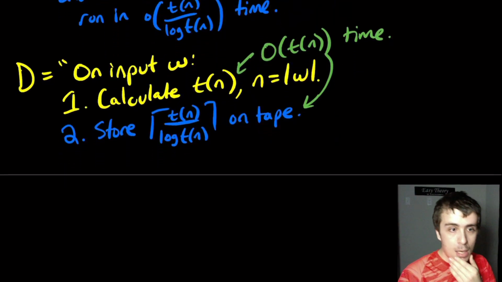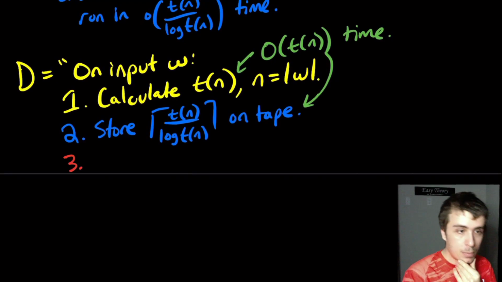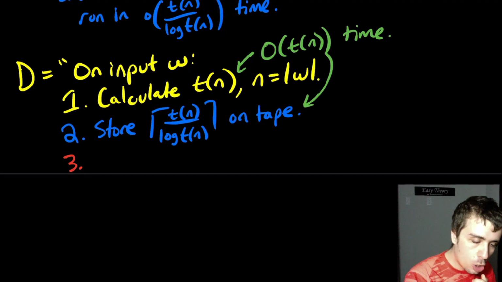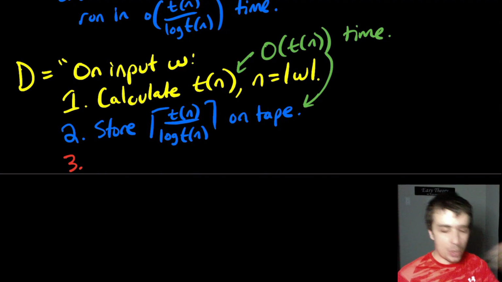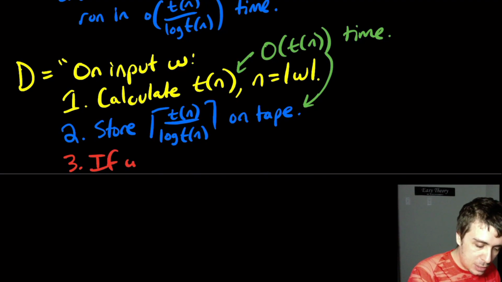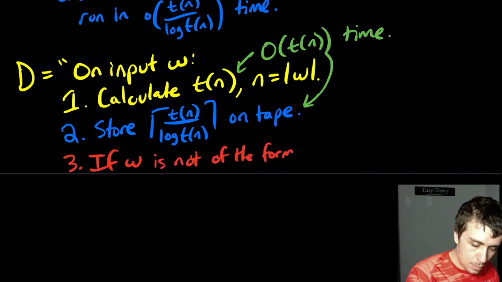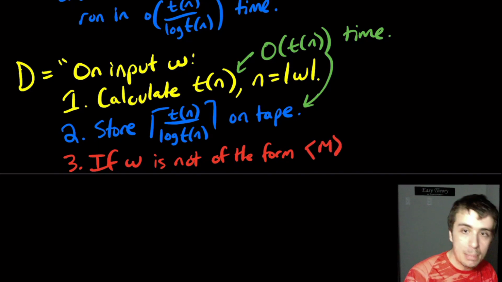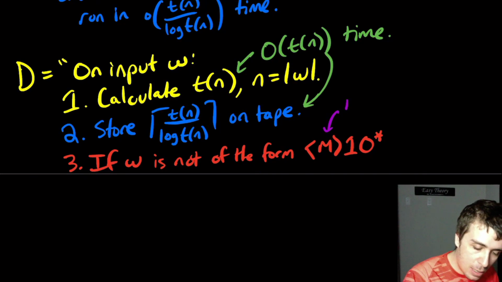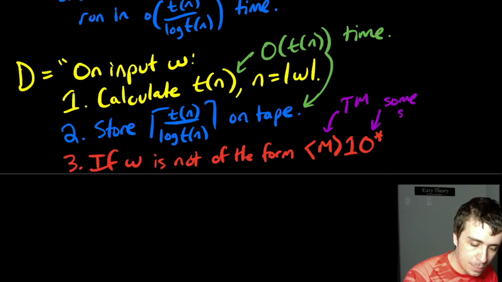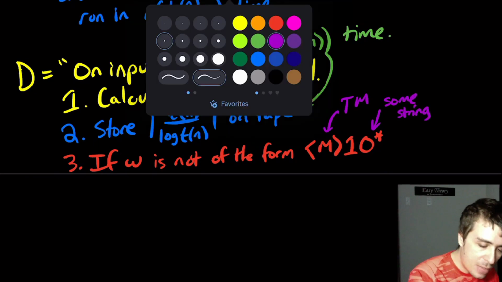Okay, so now we're going to interpret this thing right here as a Turing machine with some input. If W is not of the form of some Turing machine, some separator, and some string after the fact, then we reject. So this part better encode a Turing machine, and this part better encode some string. If it's not of that form, then we're going to reject.